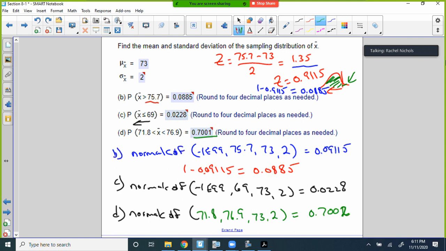Oh, no, you're right. It's 0.915, not what I typed in. That's a good catch. I had it written out and just made a mistake in the haste there. So that's why it's one minus that, which gives you that. So good catch. Thank you.